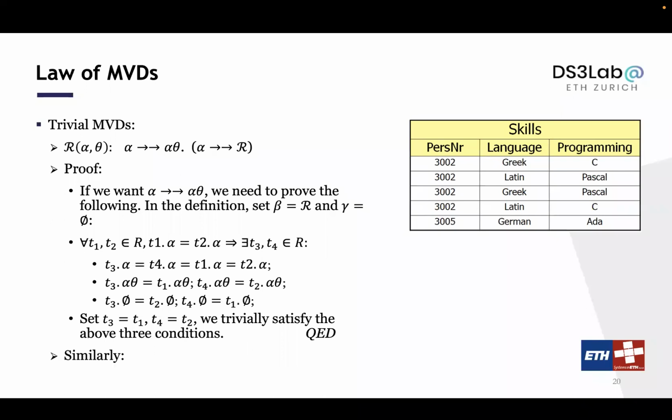Okay. So similarly, you have something like this, because of the symmetric structure in the definition. If you have a relation like alpha and theta, you always have an MVD from alpha to theta. So that's also something that is very easy to prove.